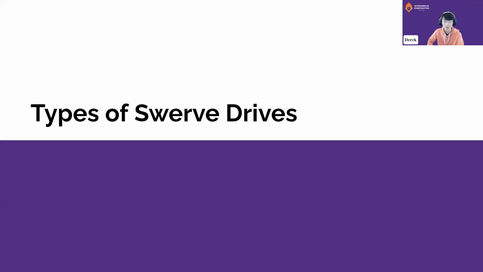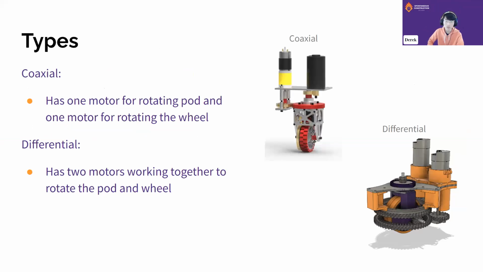So what are the different types of Swerve drives? There are two main types, coaxial and differential. With coaxial, it has one motor for rotating the pod and one motor for rotating the wheel. Differential has the two motors working together to rotate the pod and the wheel.